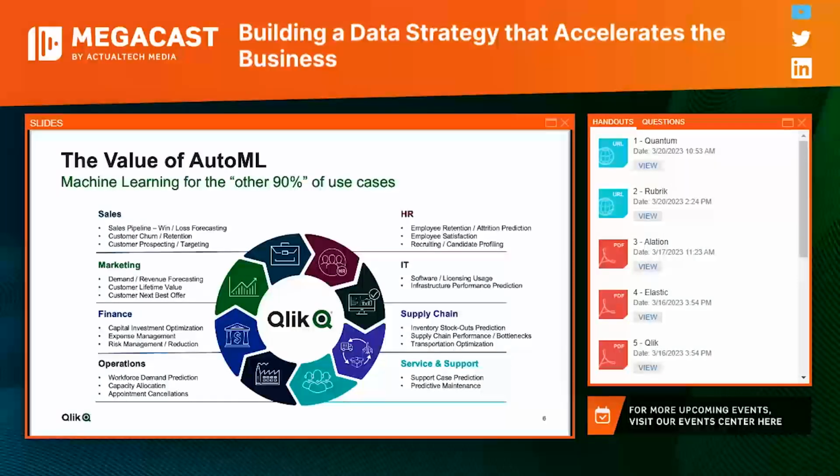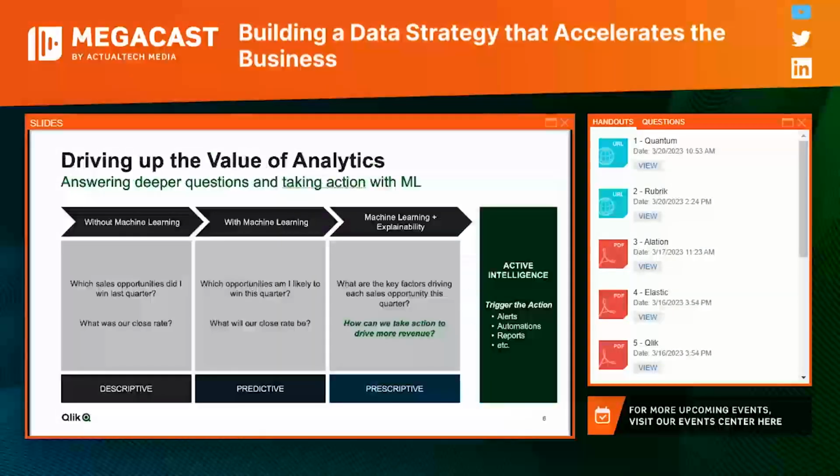And with AutoML, you can really up-level the value of your analytics. This is an example, and this is just about sales forecasting. So one of the simple yet very high-value use cases that we see. We typically have applications in the analytics world that look at historical data.